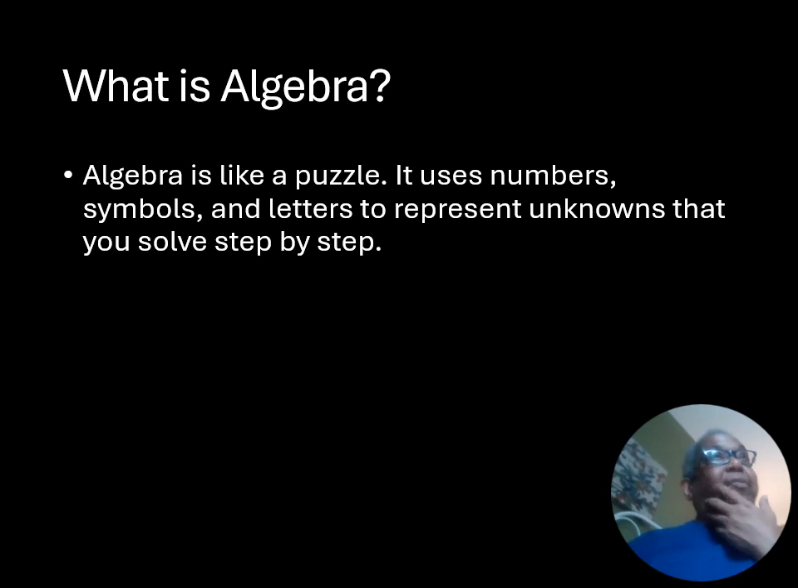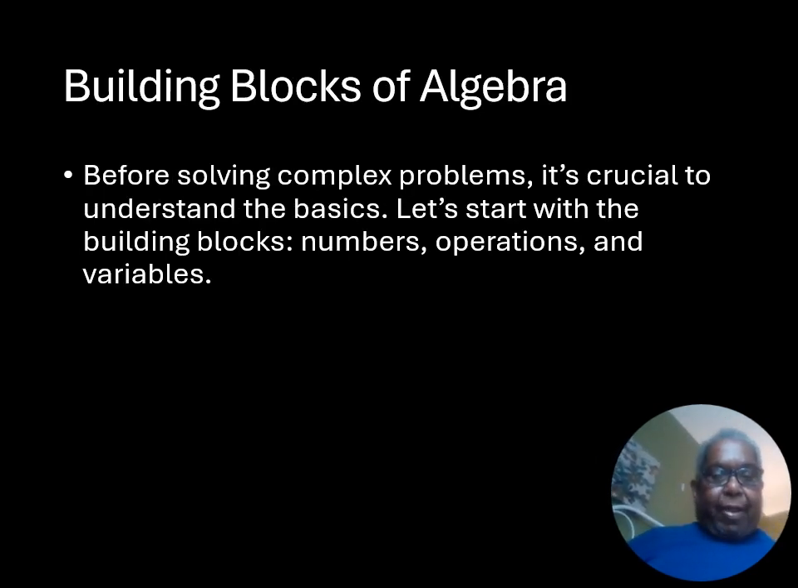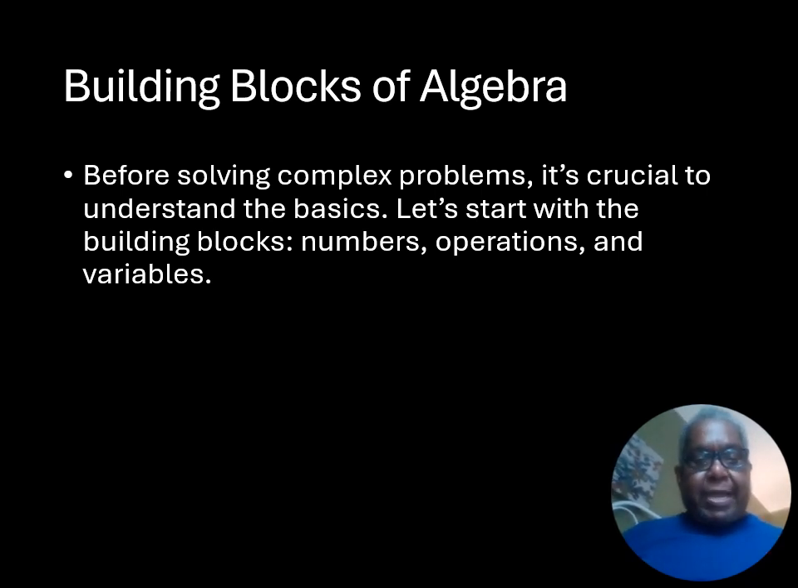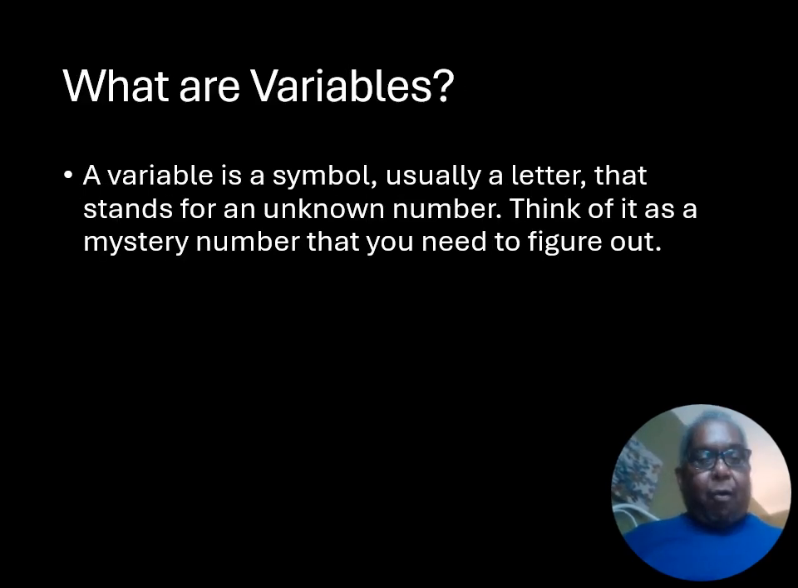So algebra is a puzzle. Like a puzzle, it has numbers, symbols, and letters. The letters represent the unknown, what you're solving for. And the building blocks, like I said, are numbers, operations, and variables. Operations are the actual math that you're going to do: add, subtract, multiply, or divide. Numbers, you know what those are, and variables are the unknowns. Variables are typically a letter, and that is what you solve for. So you'll see in the equations that we do that there'll be a letter that you solve for, and it can be more than one letter in the equation.